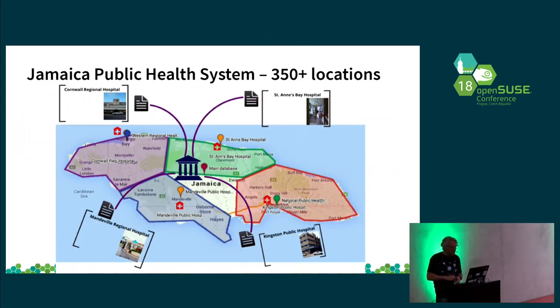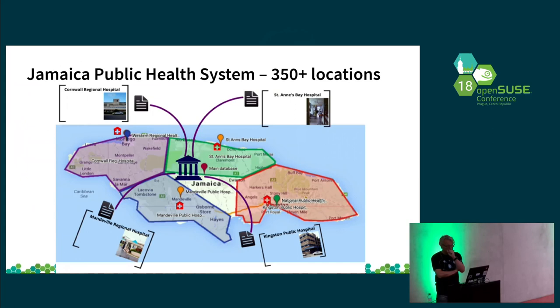An even larger scale implementation is Jamaica. GNU Health is the public health system in Jamaica, and it's implemented, or it should finally be implemented, in above 350 places and even more. In Jamaica the concept of the personal user ID was also born.